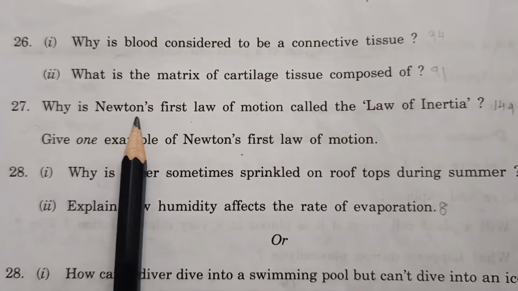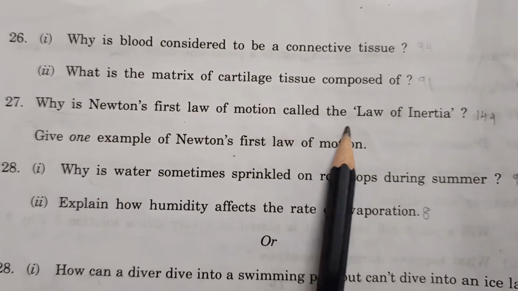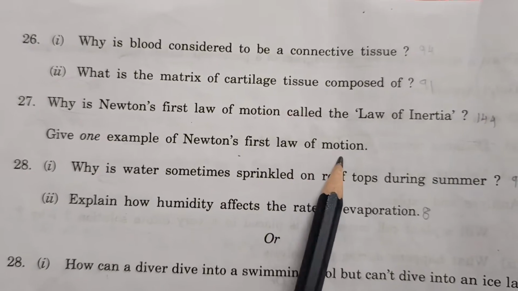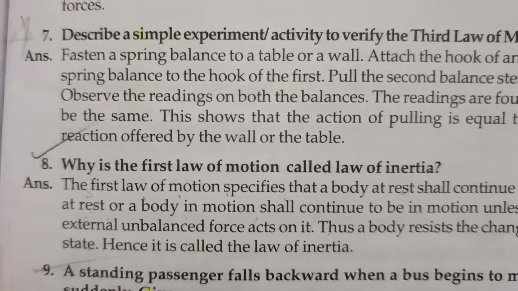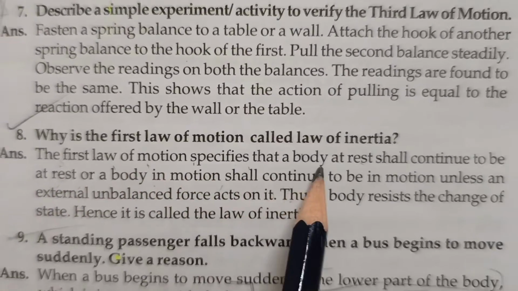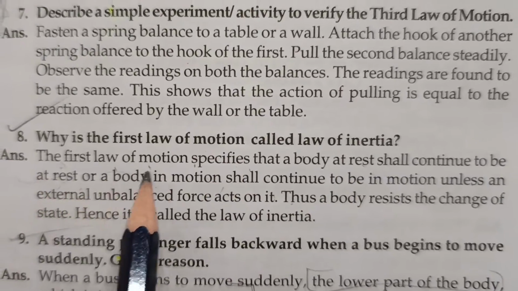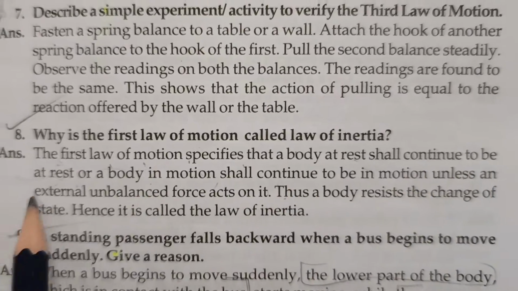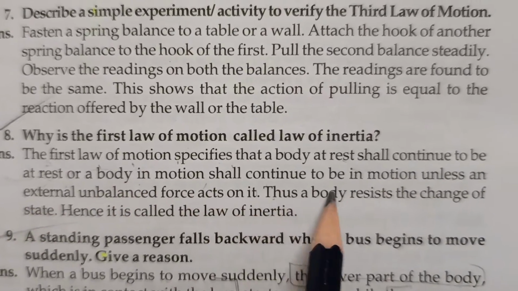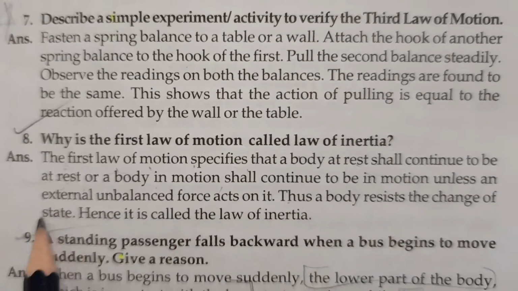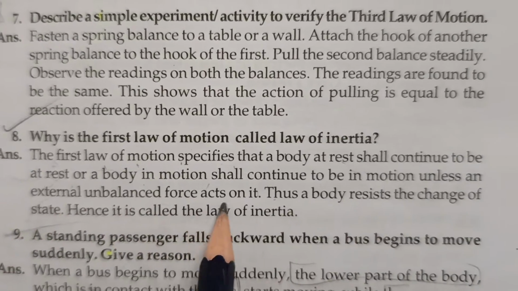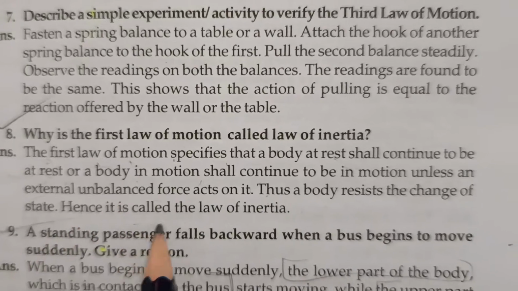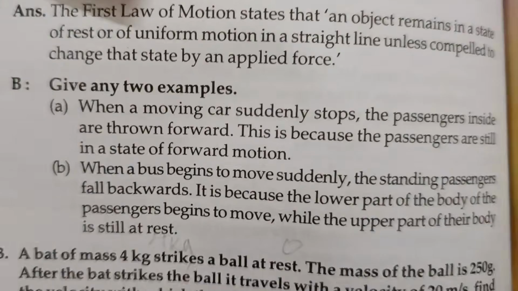Question number 27. Why is Newton's first law of motion called the law of inertia? Give one example of Newton's first law of motion. The first law of motion specifies that a body at rest shall continue to be at rest, or a body in motion shall continue to be in motion unless an external unbalanced force acts on it. Thus, the body resists the change of state, hence it is called the law of inertia.